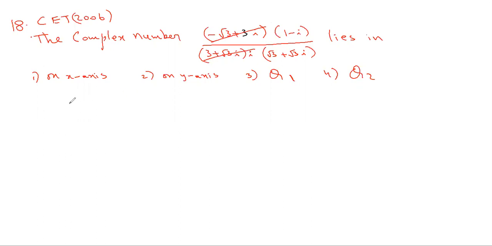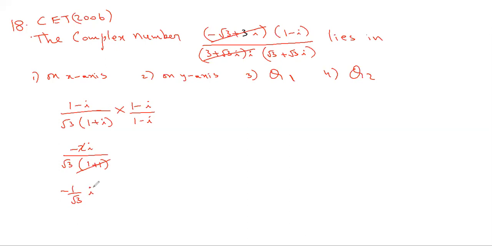In this denominator also, you can clearly see that root 3 is common. If you take root 3 common, it's 1 plus i. So as usual, we multiply with the conjugate of the denominator, which is 1 minus i. So the numerator is 1 minus i whole square, which is minus 2i. Denominator is root 3 into 1 plus i into 1 minus i, 1 square plus 1 square. Cancel. So you get minus 1 by root 3 into i. So it's a purely imaginary complex number. A purely imaginary complex number lies on the y-axis. That's the answer.